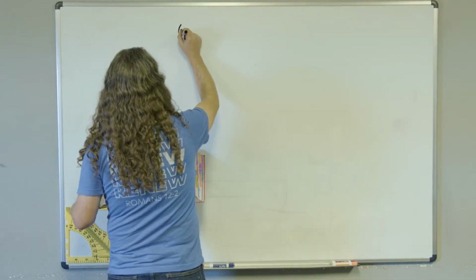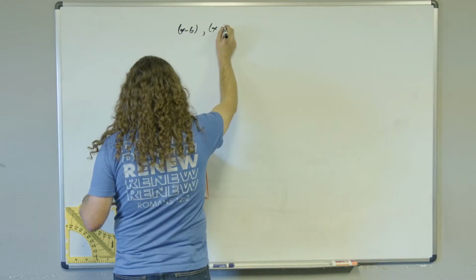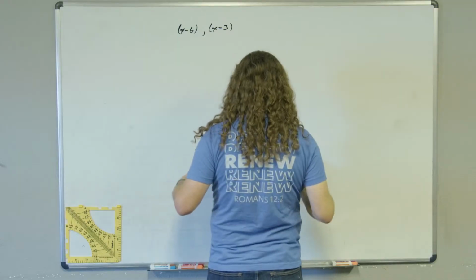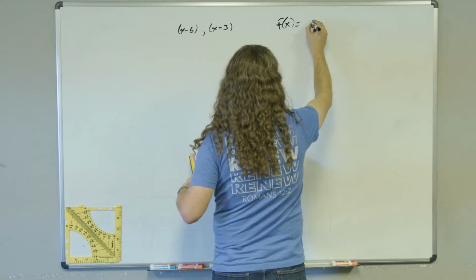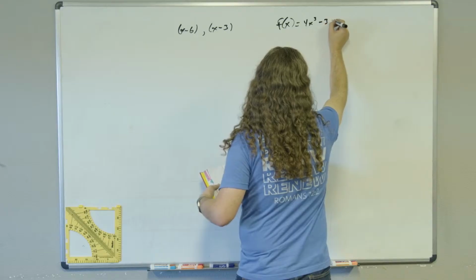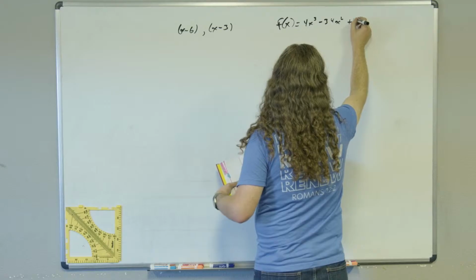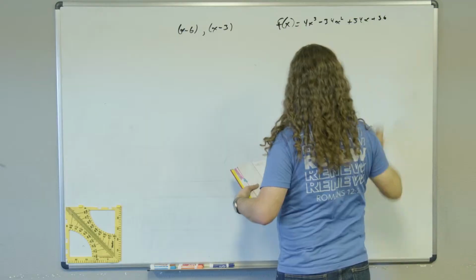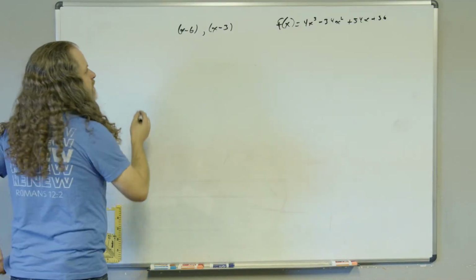Okay, so we're going to see whether x minus 6 and x minus 3 are factors of f of x equals 4x cubed minus 34x squared plus 54x plus 36. Right? Now we gotta test them both.